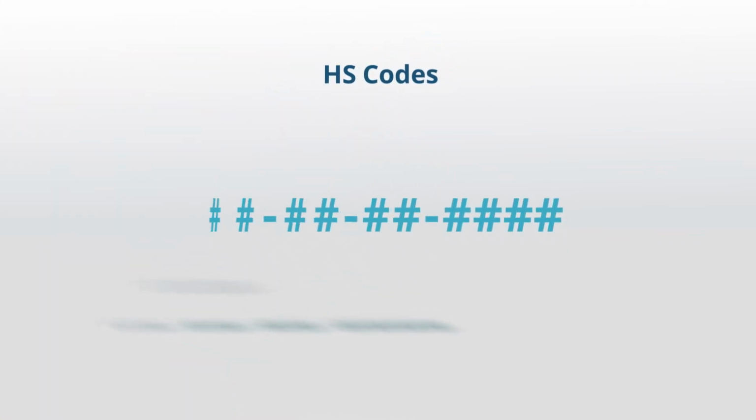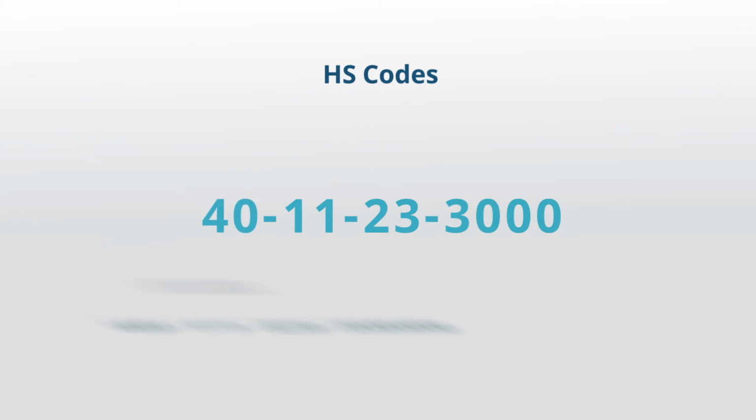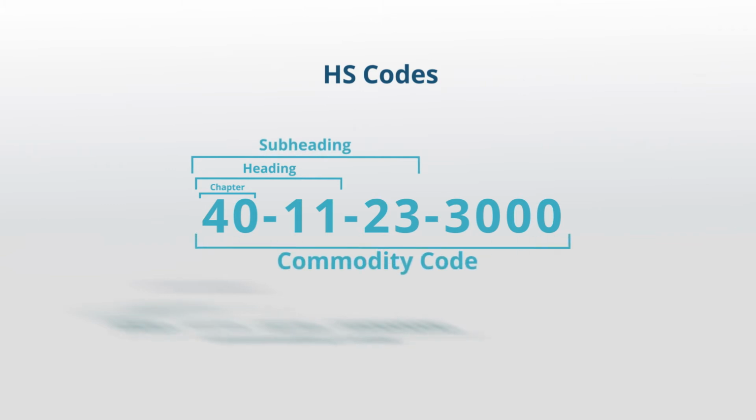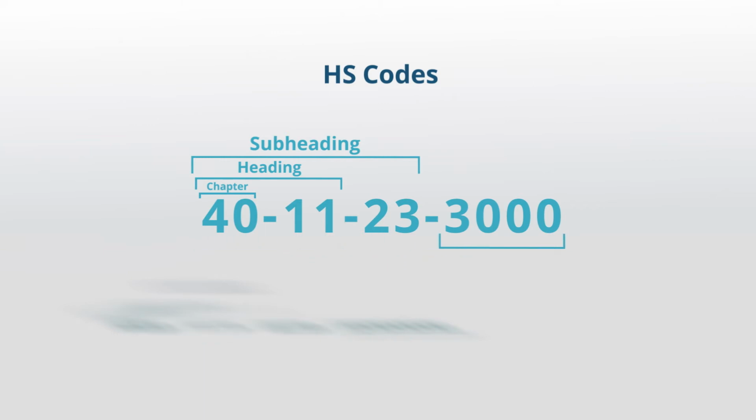HS codes are 10-digit numbers that have a unique chapter, heading, subheading, and commodity code. The chapter includes the first 2 digits, the heading includes the first 4 digits, the subheading includes the first 6 digits, and the commodity code includes the full 10 digits. While the chapter, heading, and subheading for exports will be the same for all countries, the final 4 digits, which make up the commodity code, may vary by country.